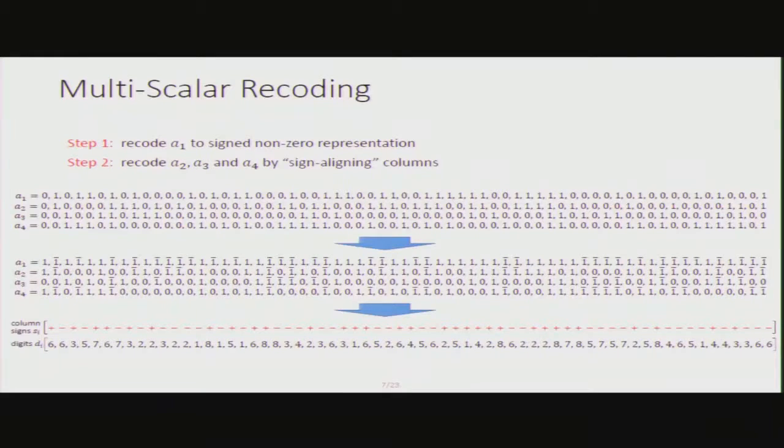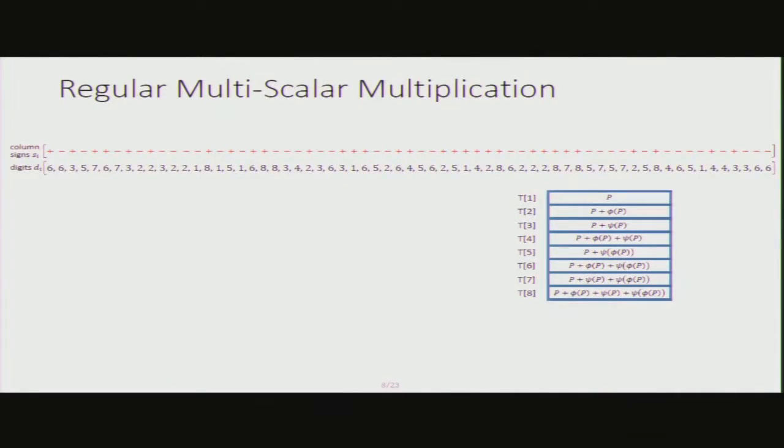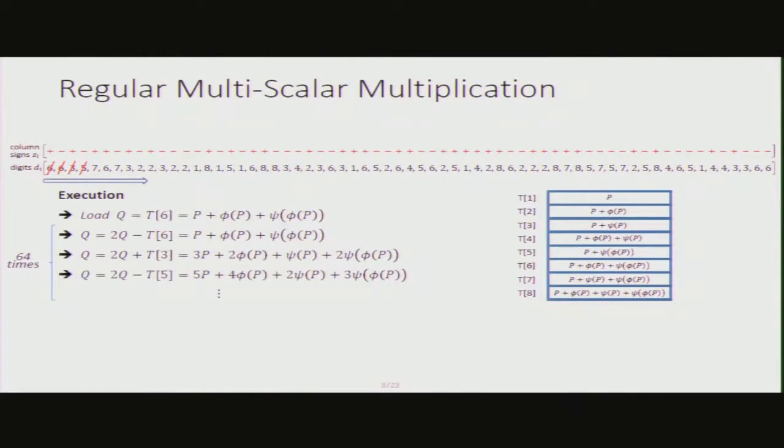Now, using this representation after decomposing and recoding, you can proceed with the scalar multiplication. What you have to do first is construct a table with 8 values, combining all the possible values of the base point plus the mapped values using the endomorphisms. And each digit will point to an entry in the table. So if you do the computation from left to right, first of all, you take the entry 6 and load it, and then you proceed to perform exactly 64 doublings, additions or subtractions, depending on the sign, of course, each time performing a doubling and an addition or subtraction with one value from the table. And the entry is indicated by the digit, of course. This is done exactly 64 times.